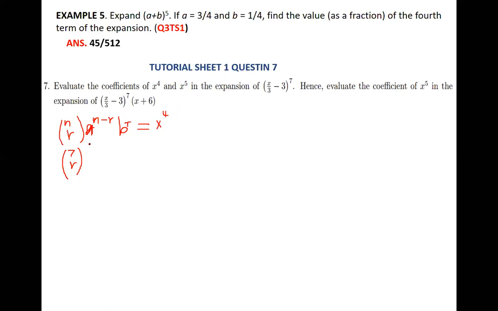So the value of a there is x over 3. X over 3 is the value of a, and then your value of n minus r will still remain 7 minus r, and then you multiply by your b there, which is -3. Your b is -3. You raise it to the power r. And then we said you equate everything to x to the power 4.